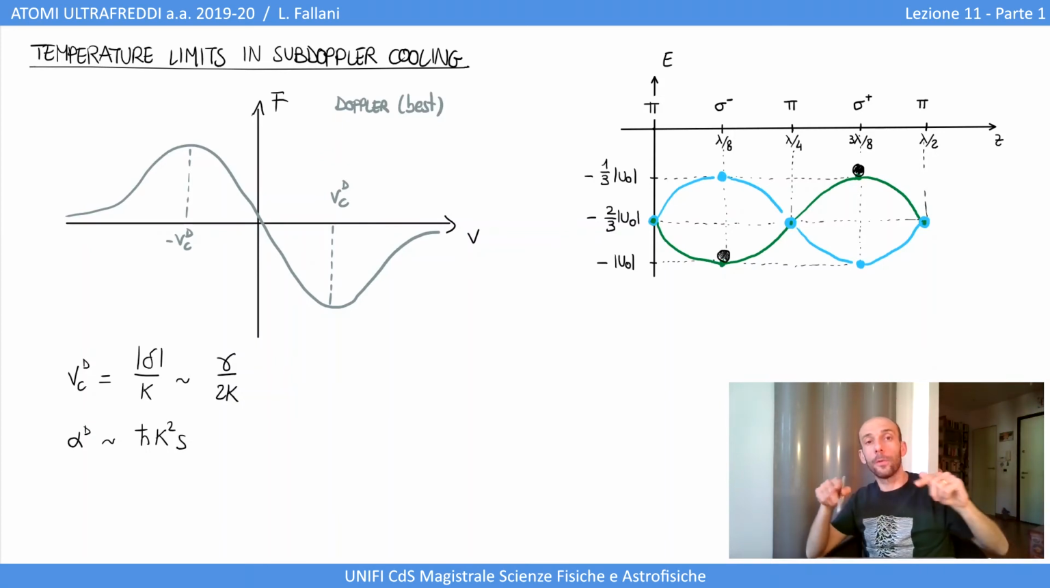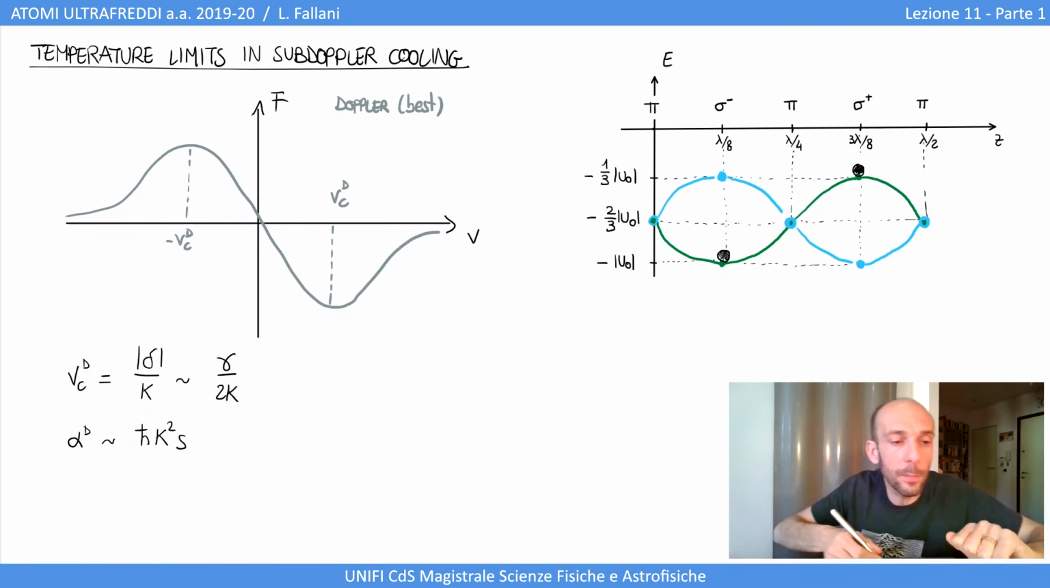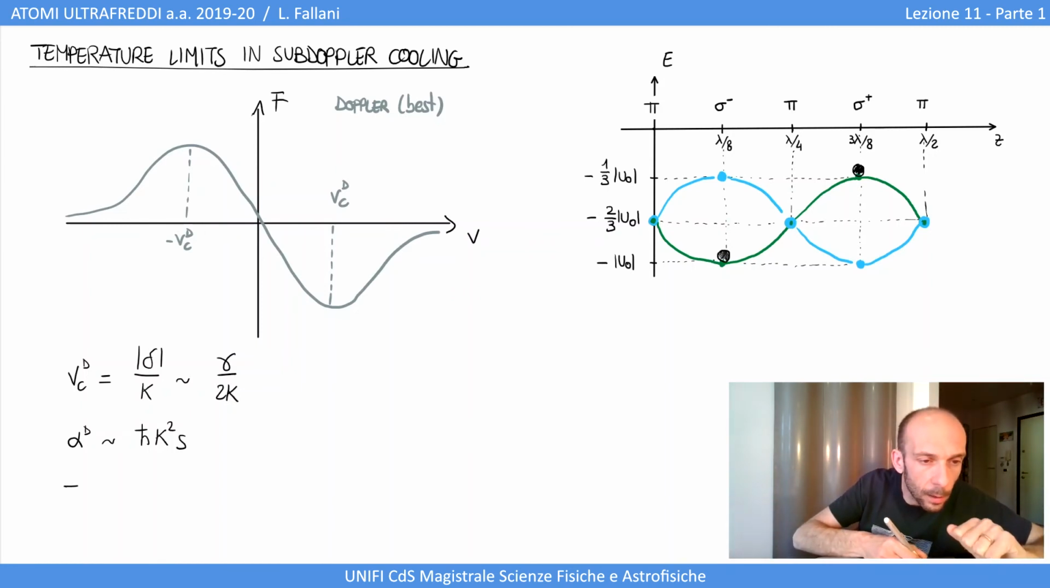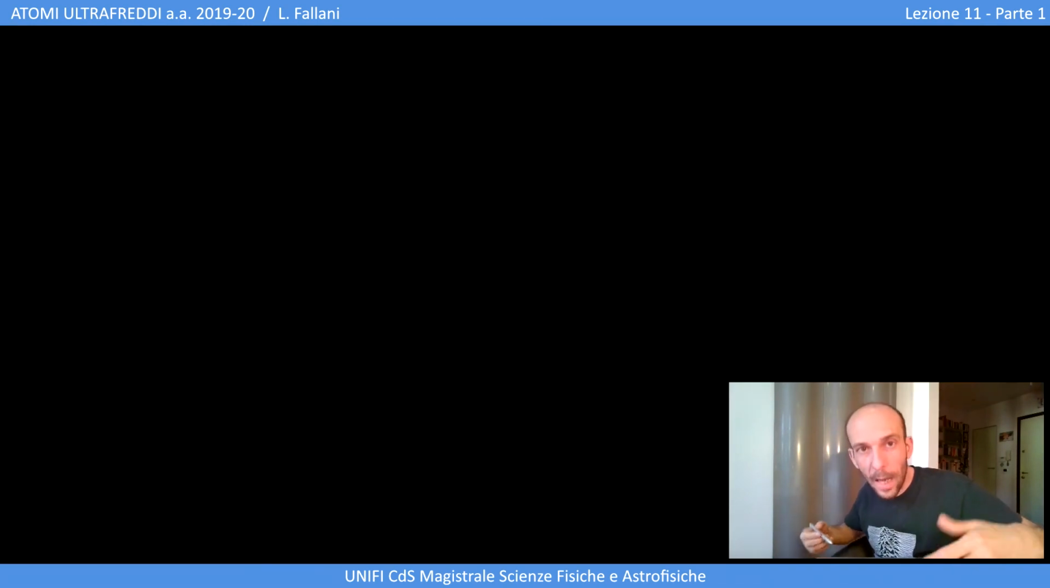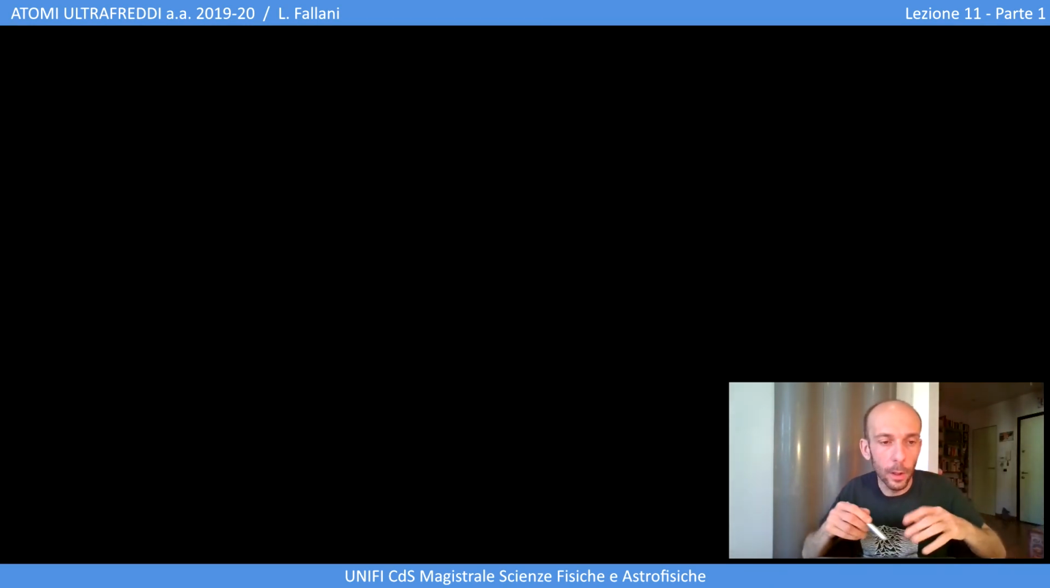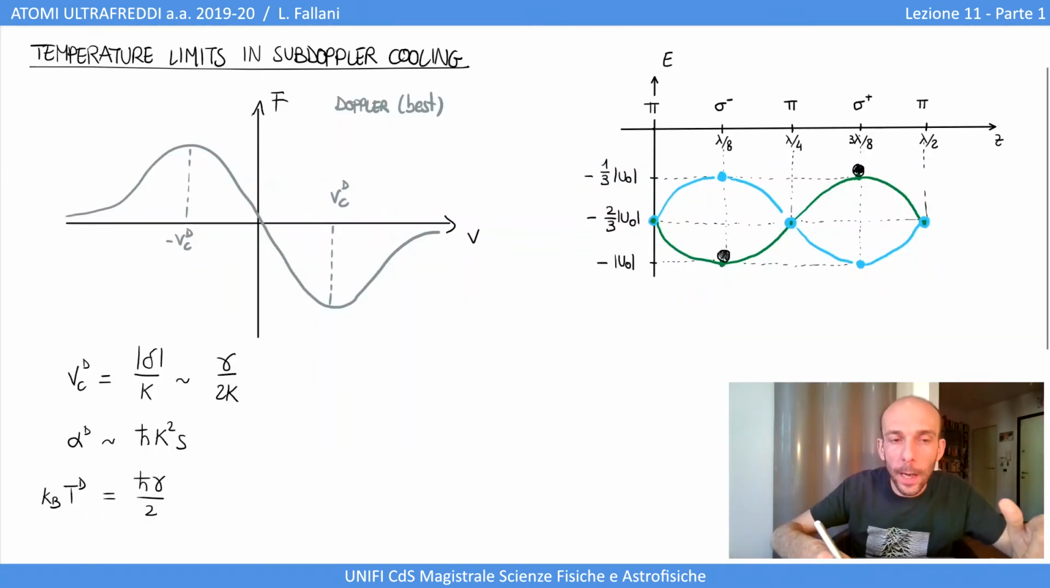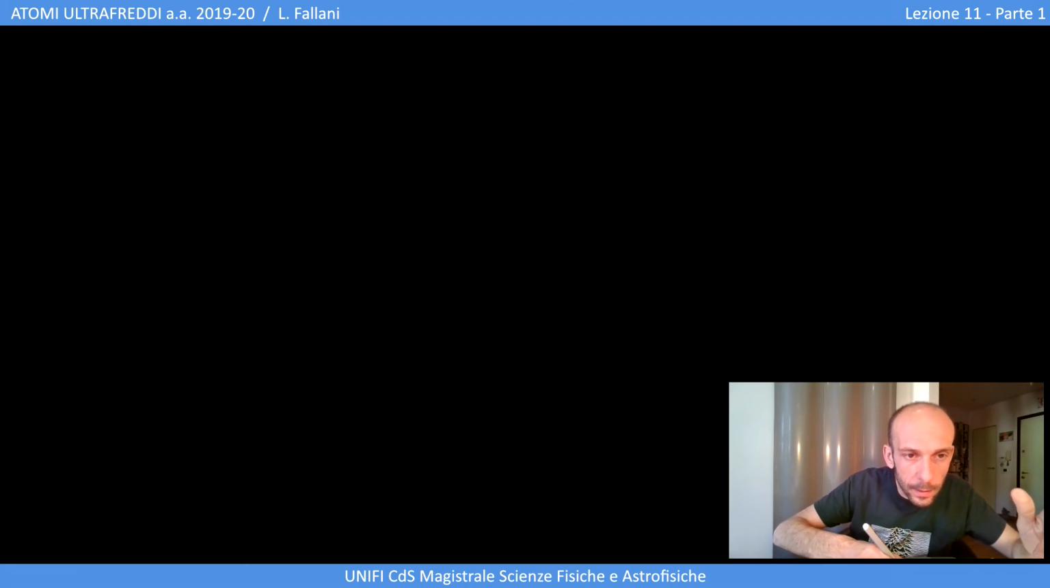I also conclude this list of parameters by writing the temperature limit in Doppler theory. The minimum temperature achievable was given by h bar gamma divided by 2, so this is kB times the Doppler temperature, again for the optimal choice of laser detuning. Let me write explicitly that these parameters are for Doppler cooling.